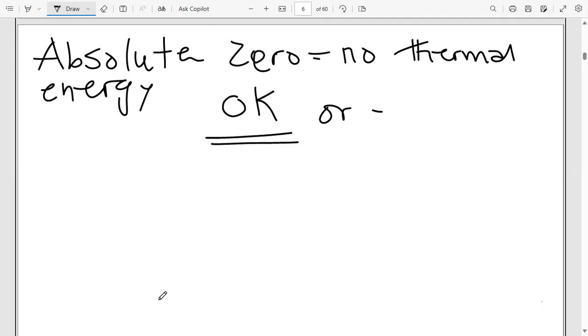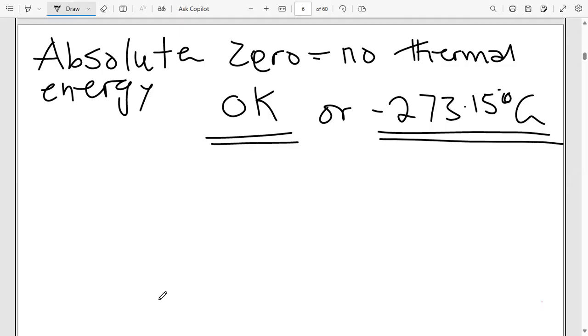Or sometimes we can say this is negative 273.15 degrees Celsius. So when a substance reaches negative 273.15 degrees Celsius or 0 Kelvin, we are going to say that substance has reached absolute zero, such that there is no thermal energy remaining in that substance. Hence, no thermal energy, or us calling it absolute zero. The temperature is zero in Kelvin, and also negative 273.15 in degree Celsius.